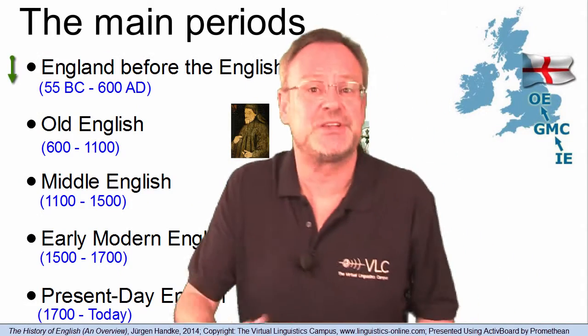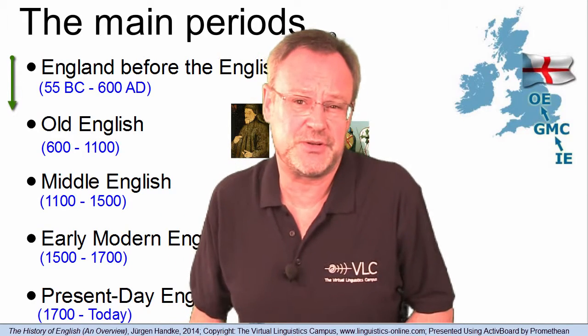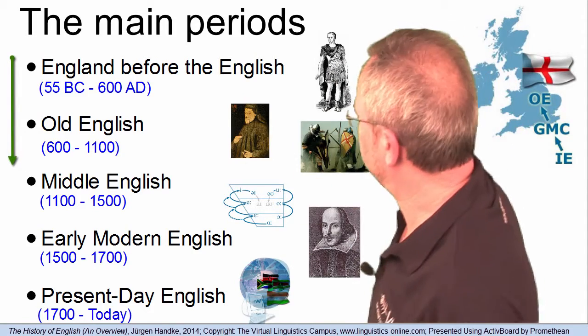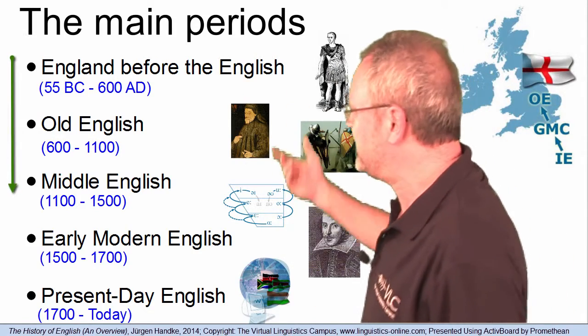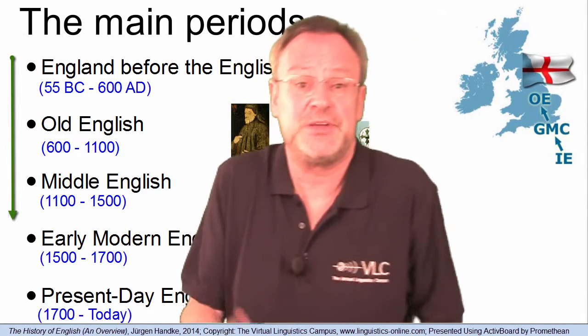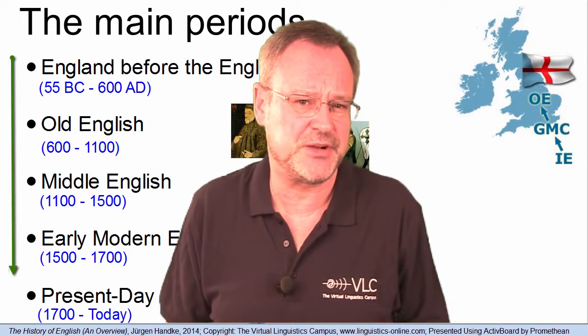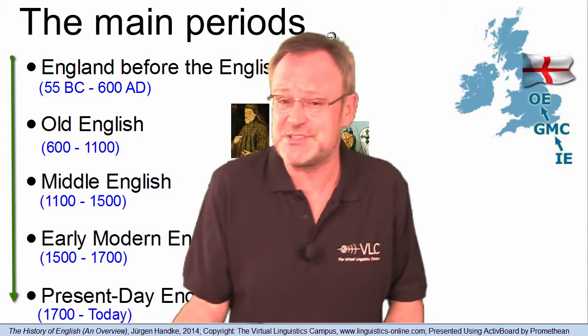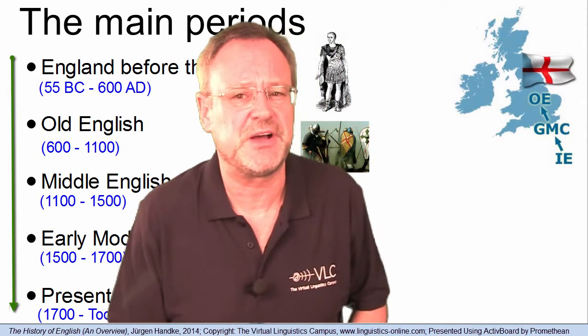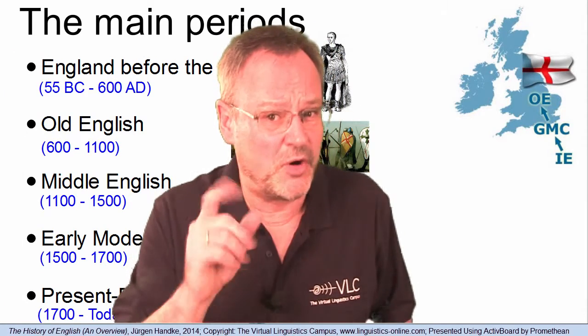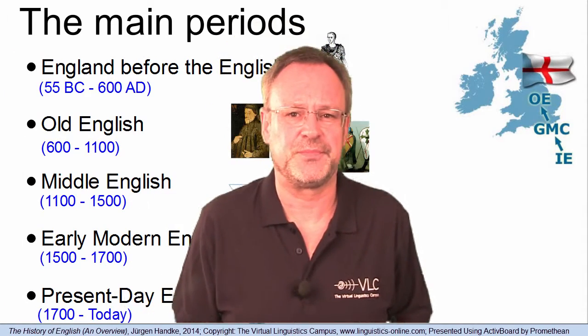The beginning, that is, the time before the English arrived. The Old English period from 600 to 1100, the Middle English period from 1100 to 1500, the Early Modern English period from 1500 to 1700, and the period of present-day English from 1700 until today. So let's move back in time and start more than 2000 years ago.